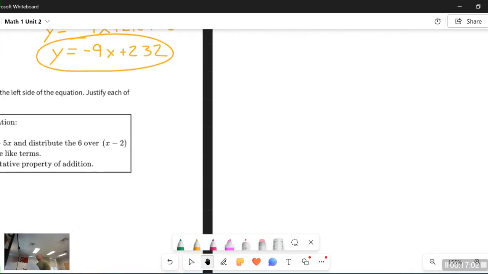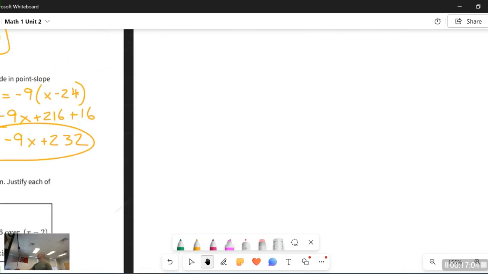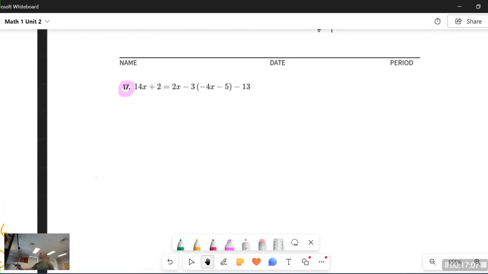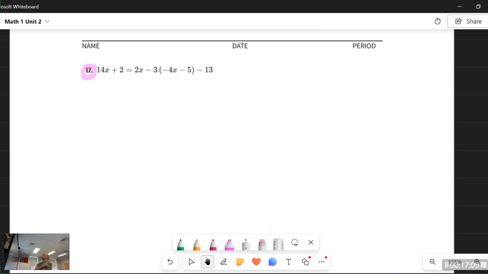Our last problem, I believe, is problem 17, which is located here. All right, so when we're looking here, we're doing the same exact thing. We're cleaning this up. So we've got 14x plus 2 is equal to, 2x is going to stay. We're going to distribute the negative 3, and we're going to get positive 12x plus 15 minus 13. So same thing we did on the last problem.